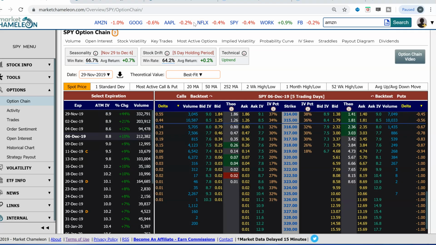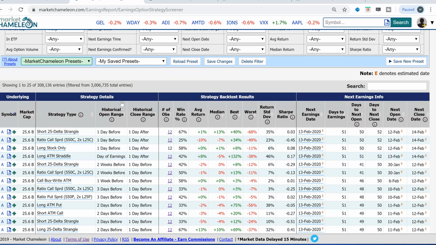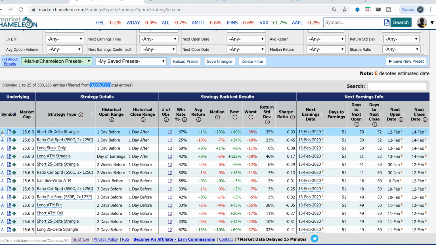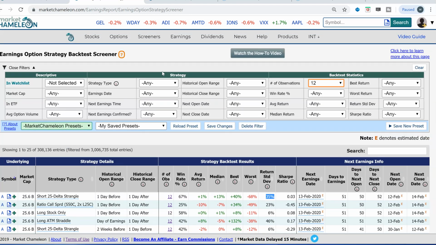Here's an example of a backtest, let's say on earnings. Here we have the earnings option strategy backtest screener. What this is doing is looking at 3 million different backtests for all the different symbols and strategies. Let's say in this particular stock, if you did this strategy and put it on 1 day before earnings and took it off 1 day after earnings, then it was profitable 67% of the time in the last 12 observations, for an average return of 1%. So the average of all these 12 observations was 1%. This is the amount of times it was profitable, and you get these other statistics to go along with it. So that's showing you a backtest of whether the strategy tended to work or not during earnings.